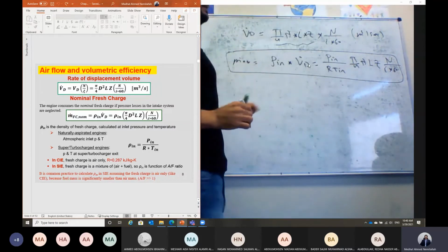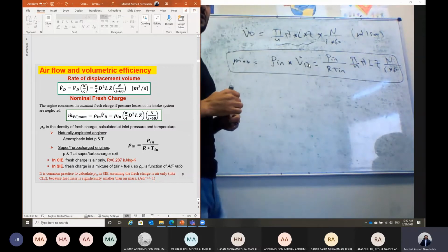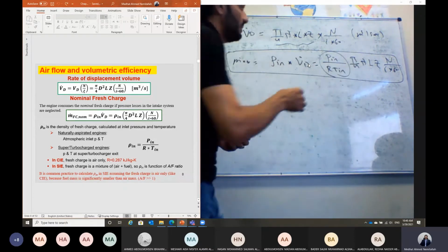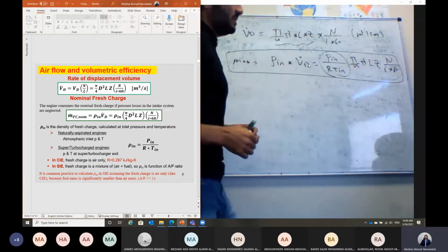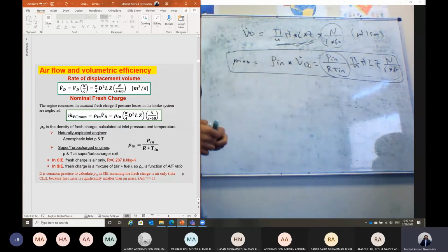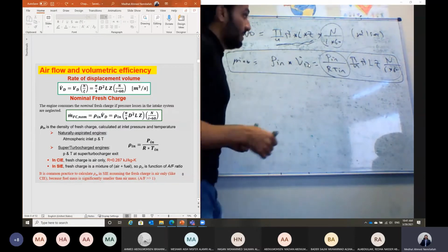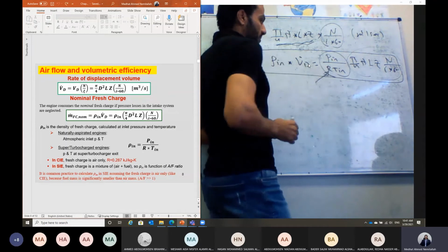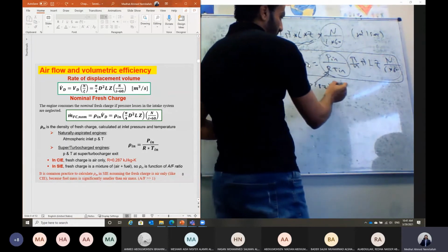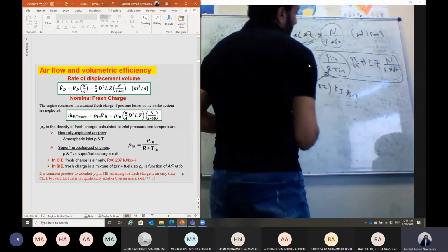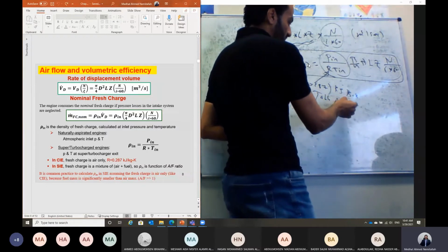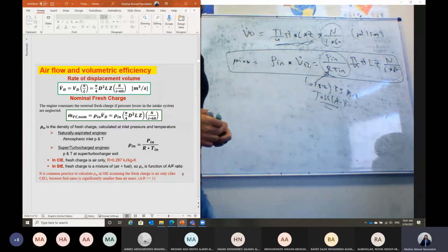And this is how we can calculate the mass flow rate of air to the engine: it will equal the air density in the intake manifold multiplied by the rate of displacement volume, V dot displacement, which is the stroke volume or the displacement volume multiplied by the number of cycles per second. For the R, we assume the charge in the case of a diesel engine is air. So this R is 0.287 kilojoule per kilogram Kelvin. Or if you don't remember this value, we can get it from table A1 for the case of air.